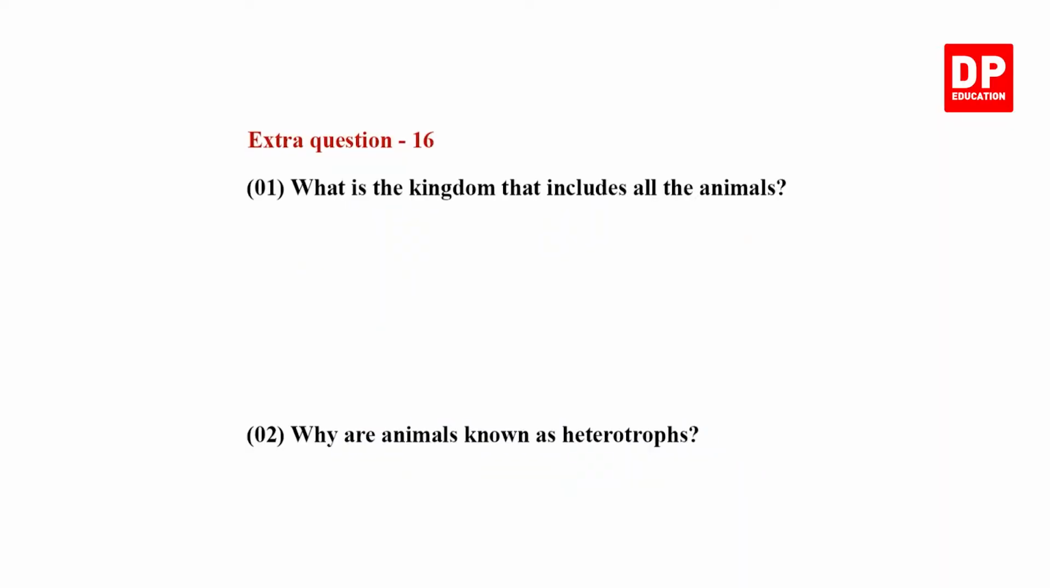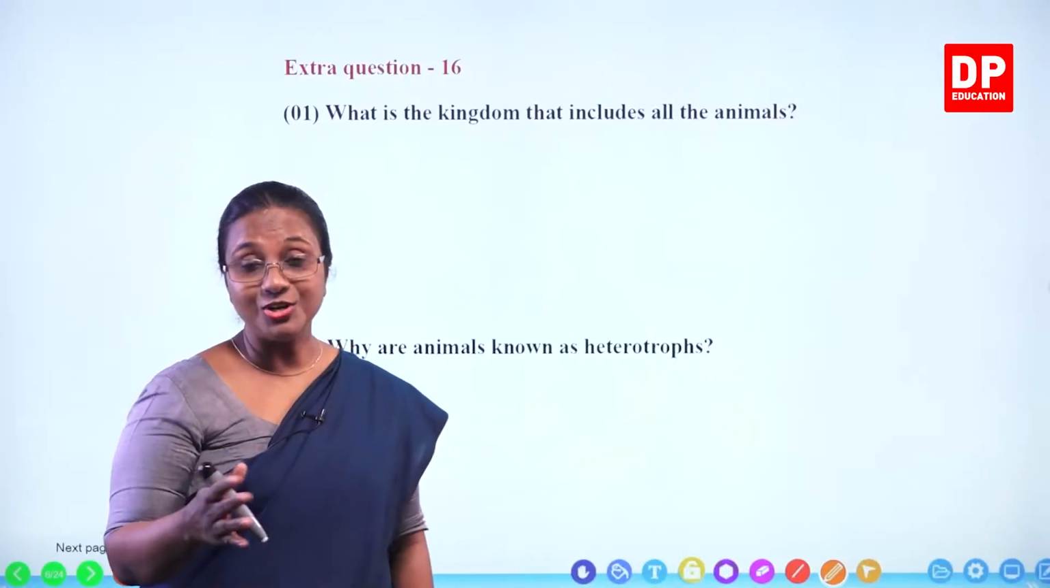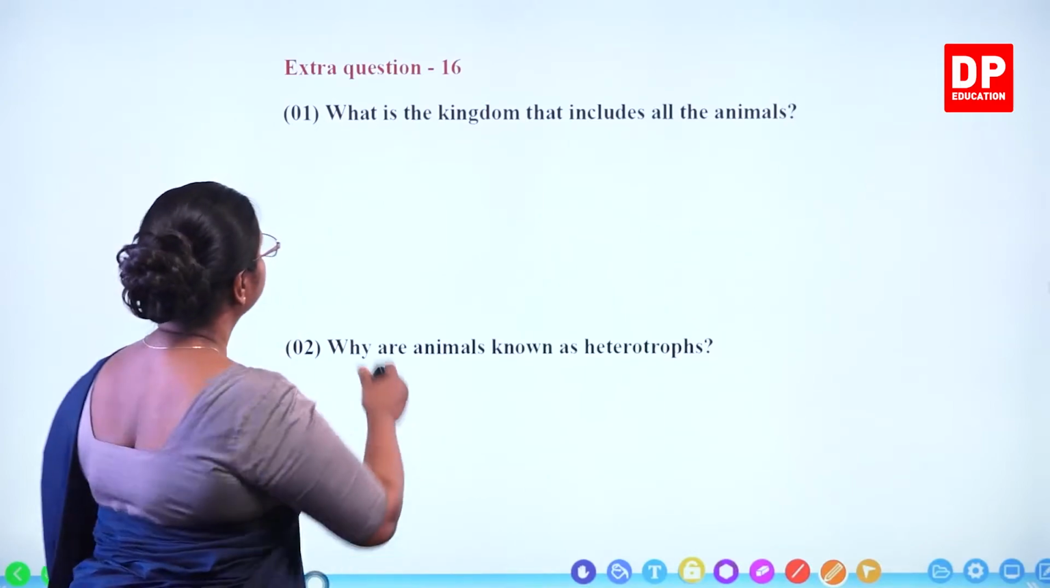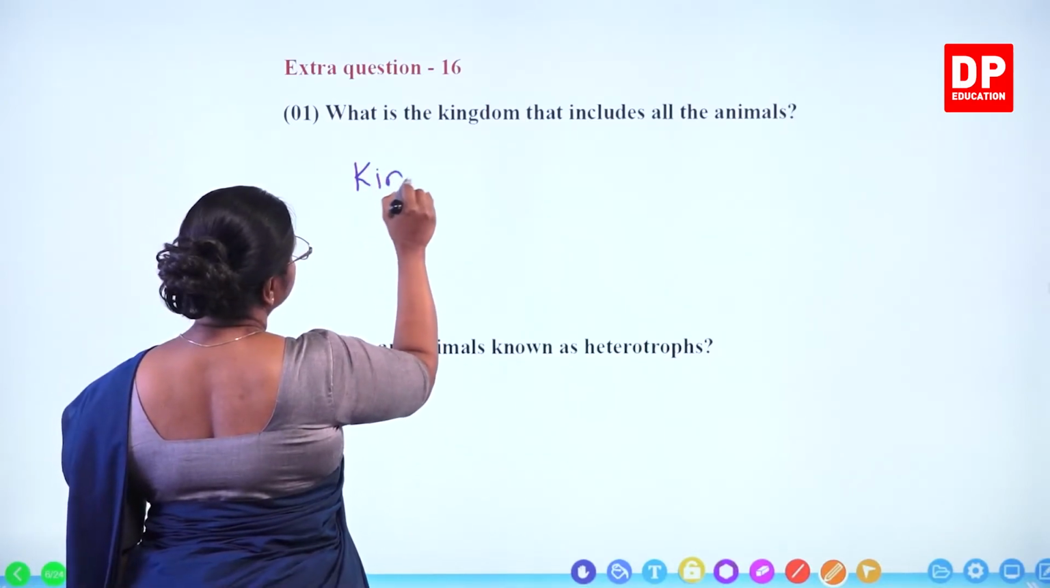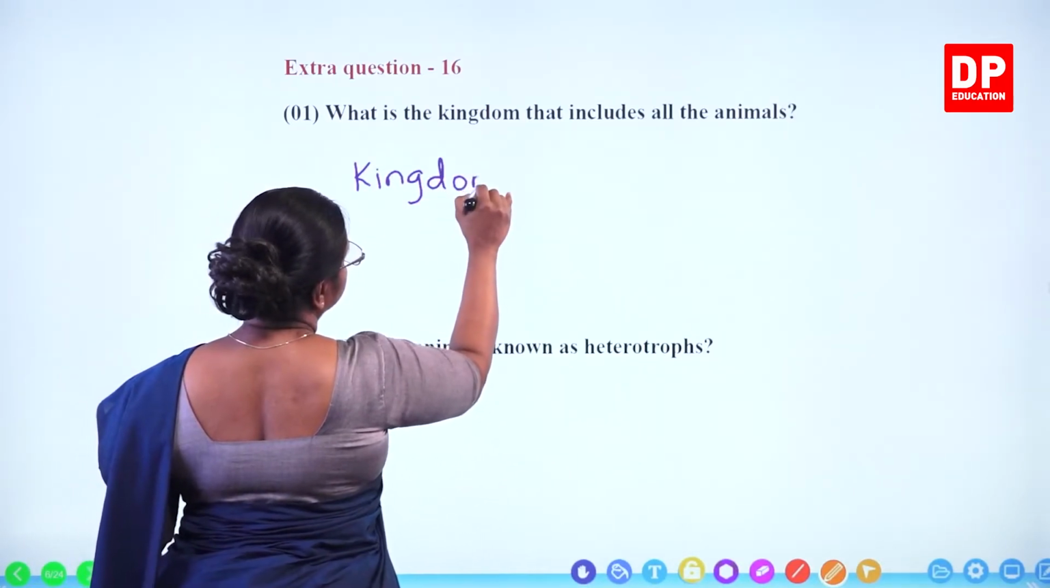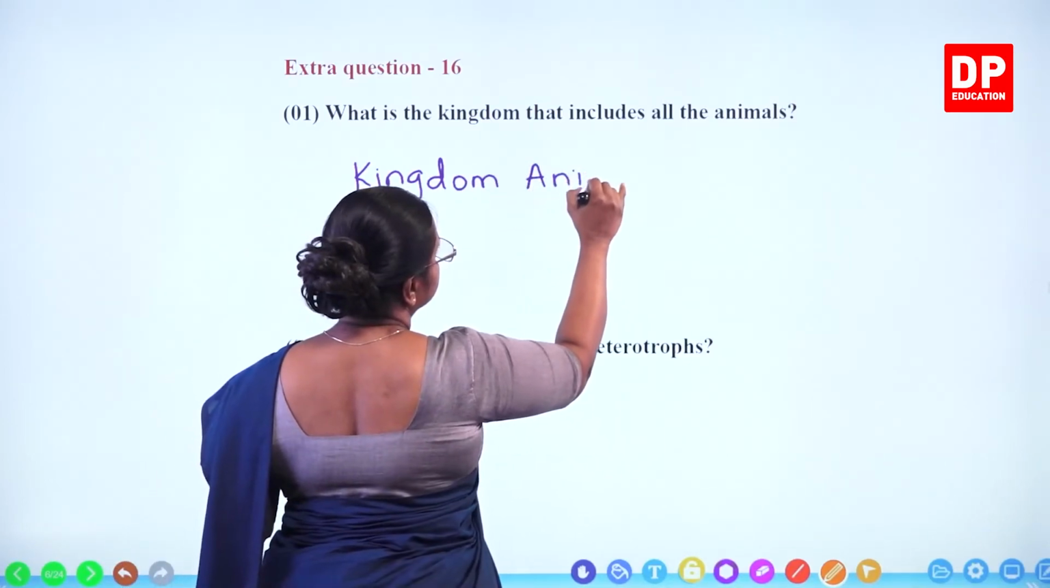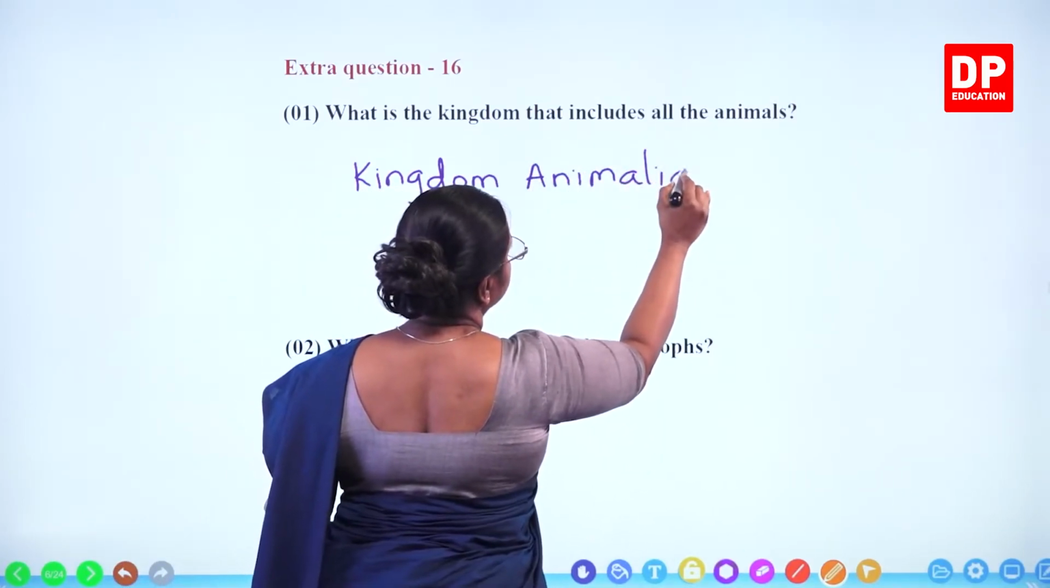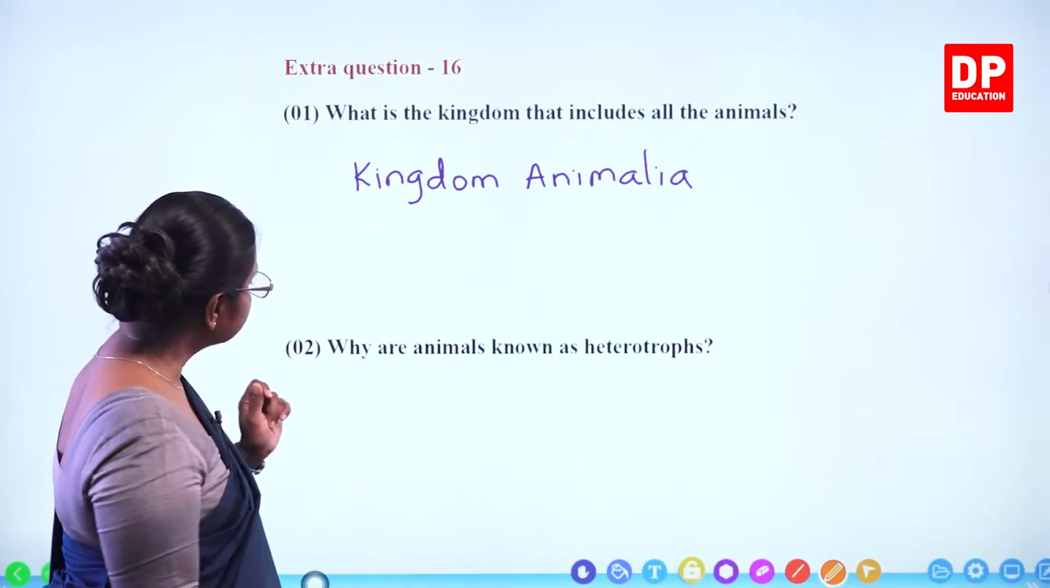Extra question 16. What is the kingdom that includes all the animals? You all know that. Kingdom Animalia. So that is Kingdom Animalia.